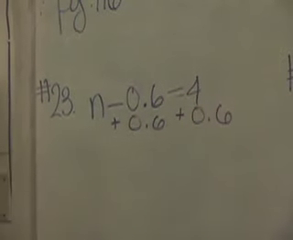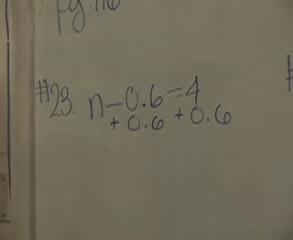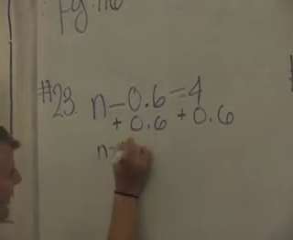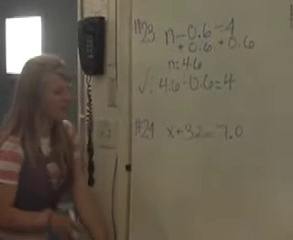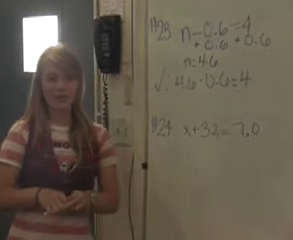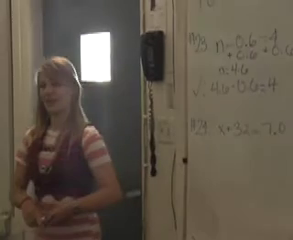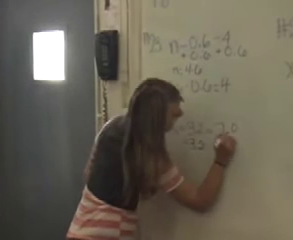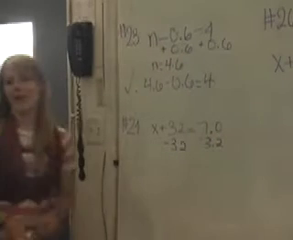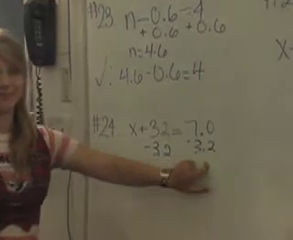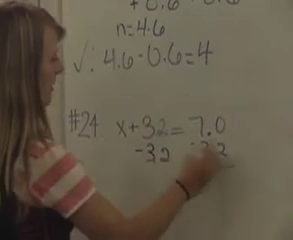All right, now what is 4 plus 0.6 equal? 4.6. Okay, anyway, number 24. What would you do, Allie? You would subtract 3.2. Yes, you would. All right. Now, Emily, what would this equal? 3.8. All right.